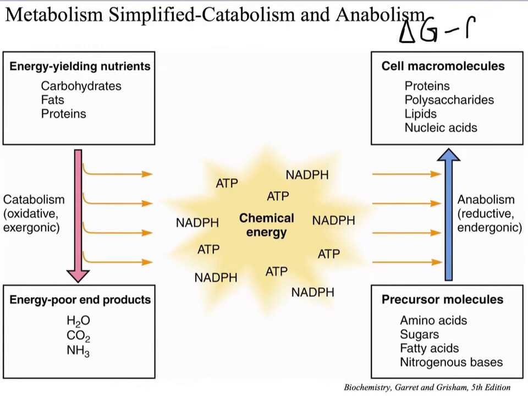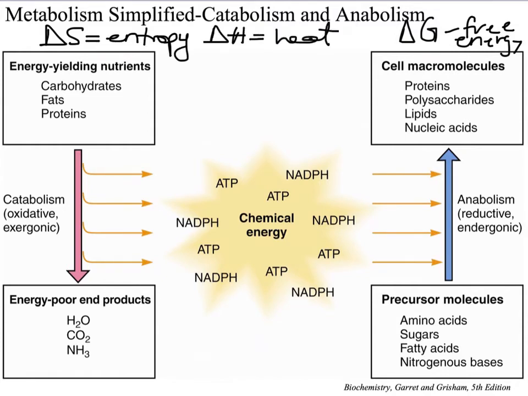So this is free energy, and if you remember, delta S equals entropy, and delta H is your heat. We can divide metabolic pathways into two broad classes. There's those that convert energy from fuels into biologically useful forms, and those that require inputs of energy to proceed. Now, reactions that transform fuels into cellular energy are called catabolic reactions.